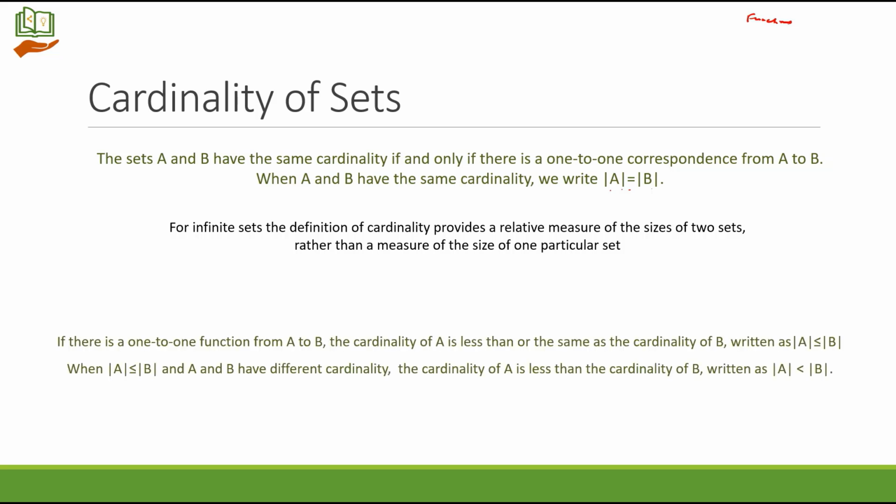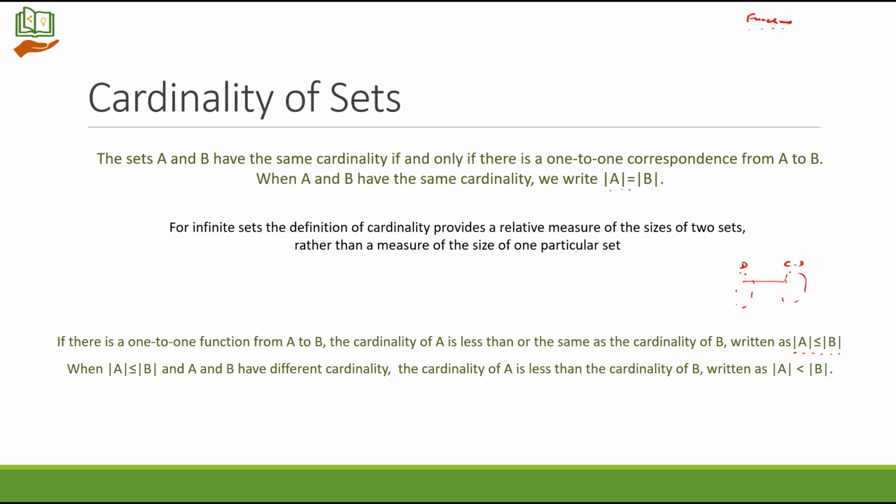If there is a one-to-one function from A to B, the cardinality of A is less than or the same as the cardinality of B. So it can be written in this way. You have the domain here and you have the codomain here. In a one-to-one function, we have a mapping from the domain to a value in the codomain, giving an exact mapping. There is no need for the range to be equal to the codomain.